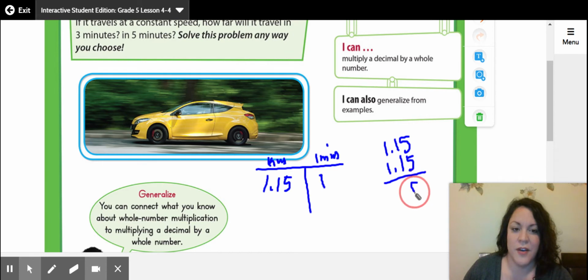So I'm going to add 5 and 5 is 10. Put the 1 up here in the ones place, 1, 2, 3. I don't know if we learned this yet, but you need to line up the decimals. Okay, so your place values are in the right position. So put your decimal right there. 1 and 1 is 2. So that really wasn't too hard. Okay, so in 2 minutes, it went 2 times as far, or twice as far. 2.30 kilometers, or 2 and 30 hundredths of a kilometer.